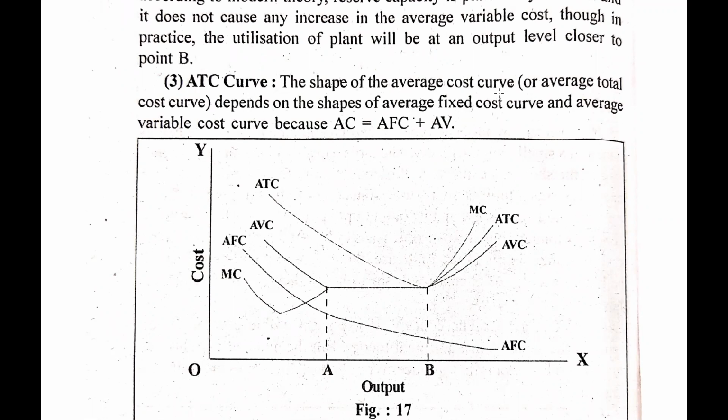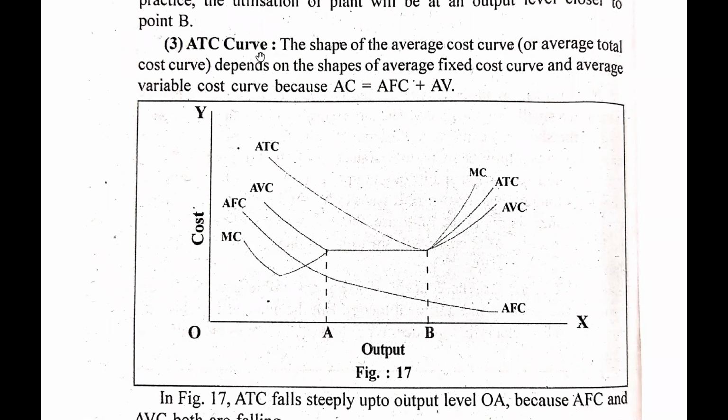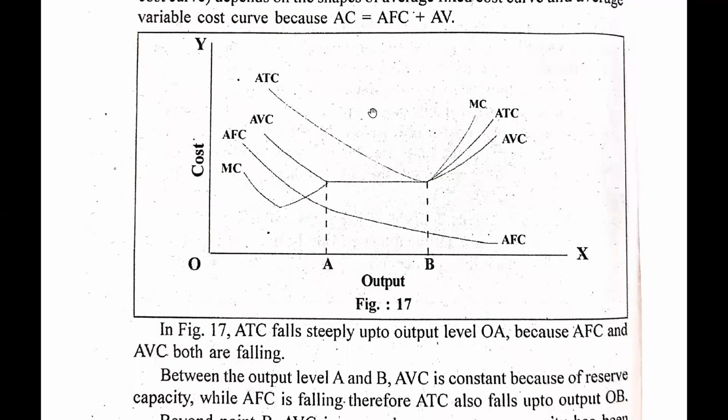The shape of the average cost curve, or average total cost curve, depends on the shape of the average fixed cost curve and the average variable cost curve, because AC is equal to AFC plus AVC, that is, average fixed cost plus average variable cost. As you know very well, total cost is fixed cost plus variable cost. Now we will see the curves in this diagram, where on the x-axis we have output, and on the y-axis we have cost.